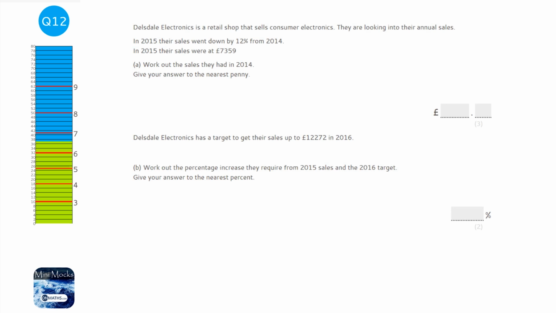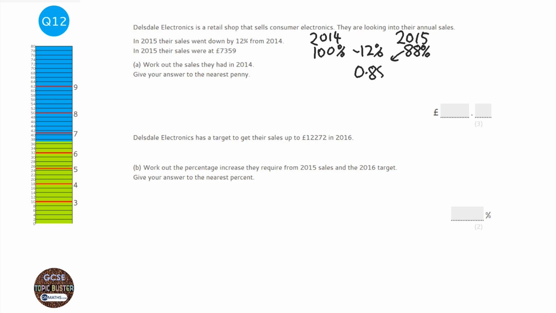Okay, so question A is about reverse percentages. So in 2014 and 2015, well, let's have a look. So the sales went down between the two. So if we start off with 100% and they went down 12%, what are we left with? Well, we're left with 88%. Now, as a multiplier, and this is the best way of doing this, 88% divided by 100, make it a decimal, is 0.88. Now that number, 0.88, is what we times the 2014 sales by to get 2015.